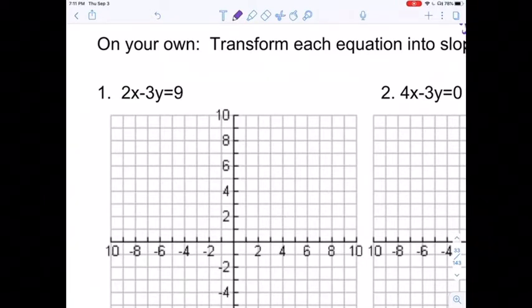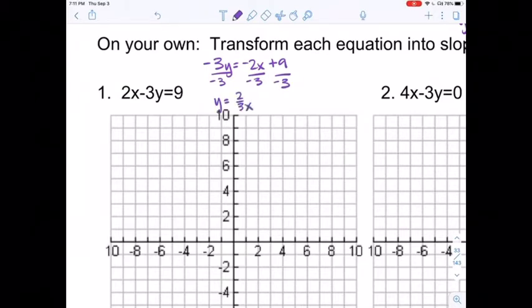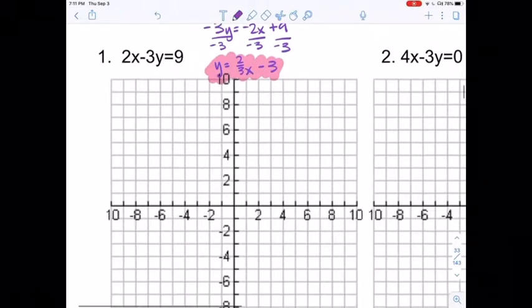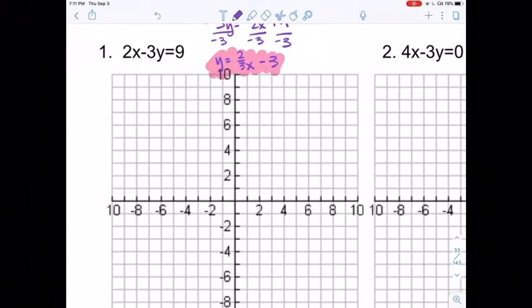I'm going to move over the 2x. So I'll have negative 3y is equal to negative 2x plus 9. And then divide everything by a negative 3 to give us y is equal to 2/3 x minus 3, and this is the equation that we then want to graph. So I'm going to come down here on the y-axis to negative 3, and my slope tells me up 2 over 3.